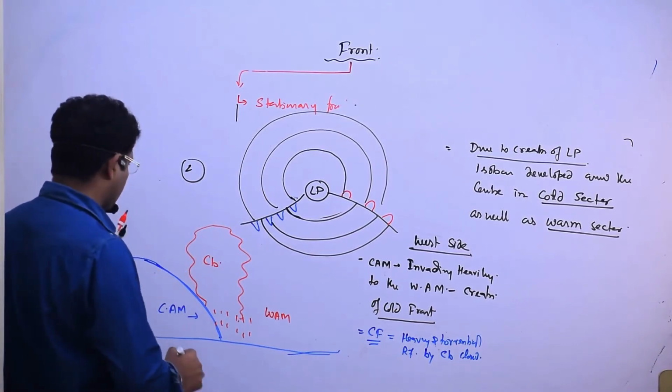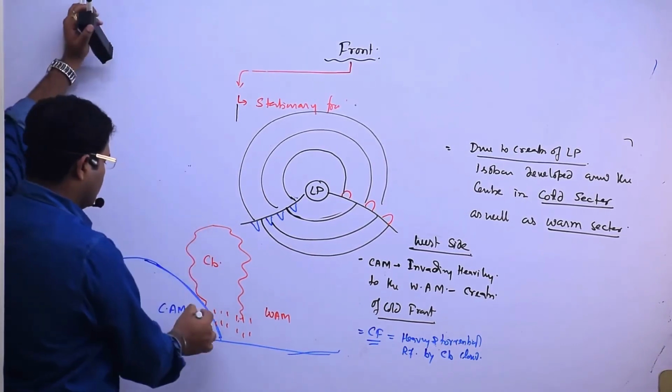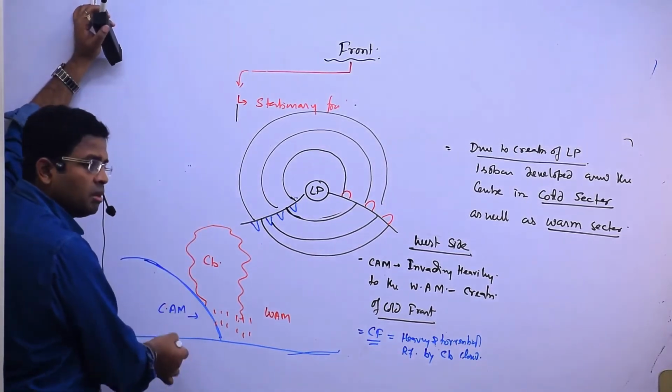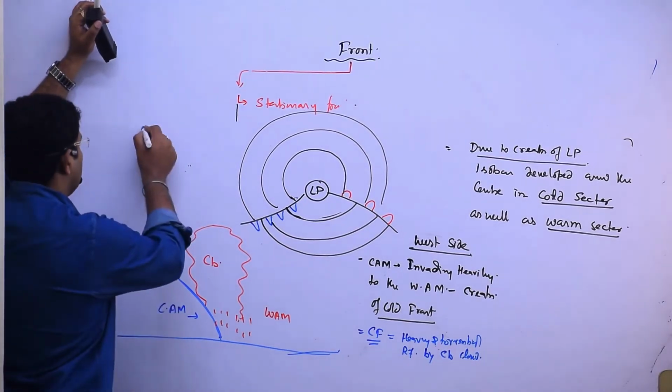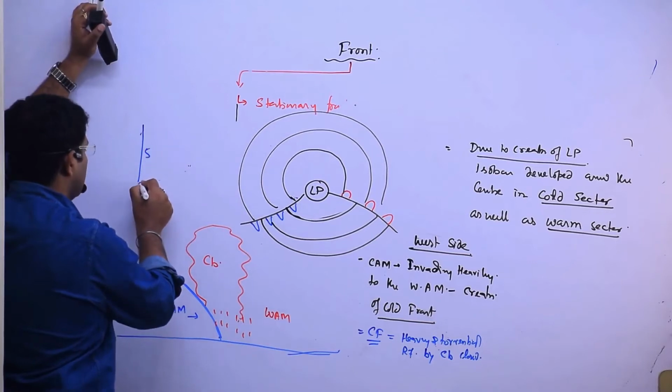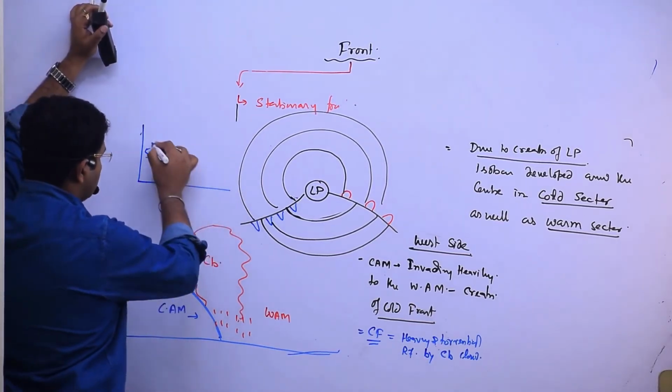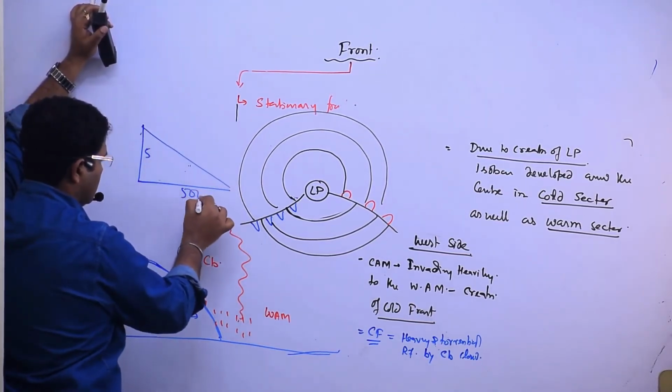Clear? इसका स्लोप कैसा होगा? What is the height of cold air mass? Tell me. 4 to 5 kilometer. Suppose I am taking this as 5 kilometer, and suppose I say that its length is, ये total area 500 है.